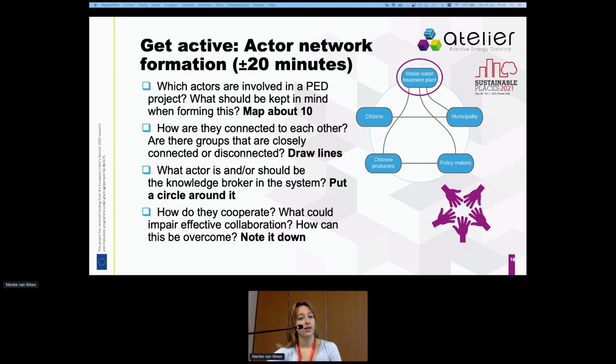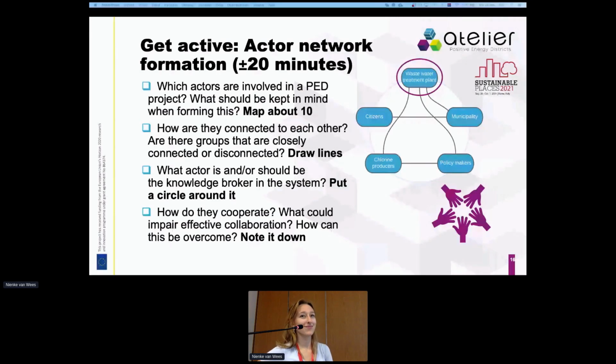If you want, you can discuss with everybody else in the room while making it. When you talk about actors involved in a PED project, you are specifically referring to something that is related to possible energy between cities? What's the connection between a PED and a wastewater treatment plant?